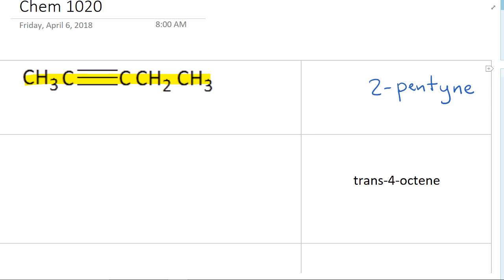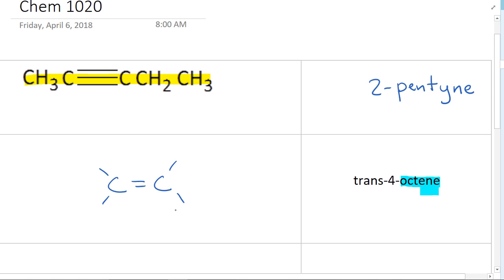Then if we go in the reverse direction, this parent chain is going to have how many carbon atoms? 8. It has a suffix of -ene, which tells us double bond. So if we want the double bond, we're going to start by putting in this backbone feature. This is going to tell us that the double bond is located in slot number 4. And it's going to have a trans arrangement.